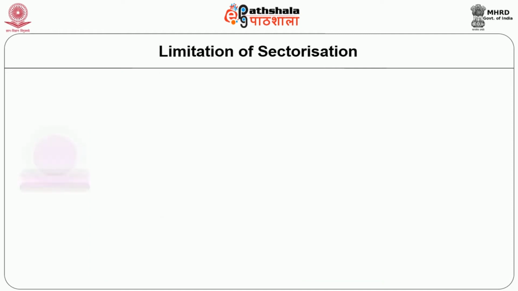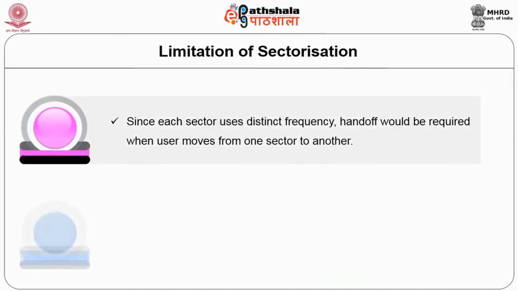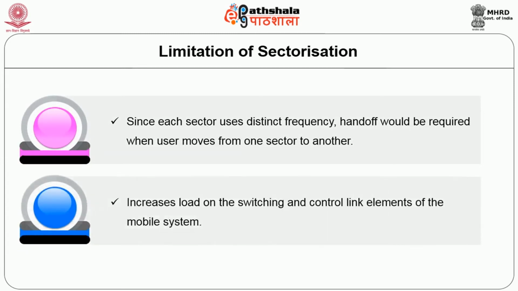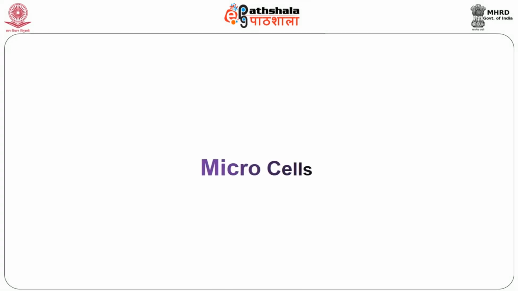So, when a user moves from one sector to another sector, again the frequency channels allocated to these sectors are different. So, what will happen is that a handoff would be required. So, within a cell, a handoff would be required 3 times. So, increasing the number of handoffs when sectoring is employed puts an overhead on the switching and control link elements of the mobile system. So, there is a solution to this problem also. The concept is known as microcell zone.